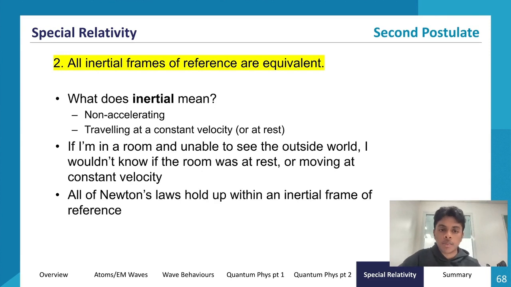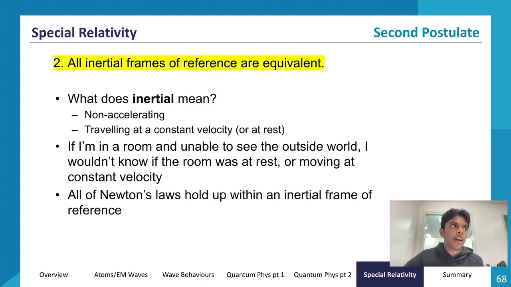So as I mentioned before, by inertial we mean non-accelerating, so a frame of reference where we move at a constant speed, at a constant velocity, or we're at rest. So inertial means non-accelerating and traveling at a constant velocity in this case. And if I'm in a room and unable to see the outside world, I wouldn't know if the room was at rest or moving at constant velocity. That's kind of what the inertial frame of reference is showing.